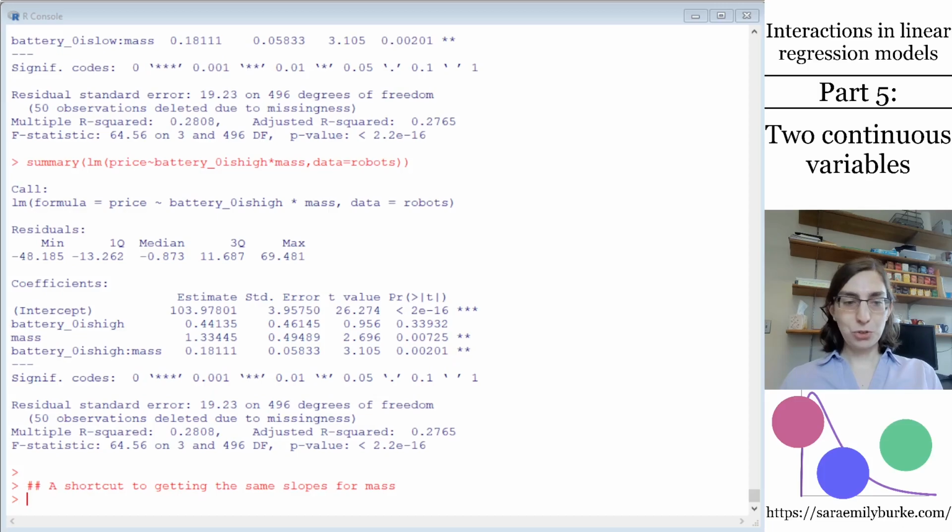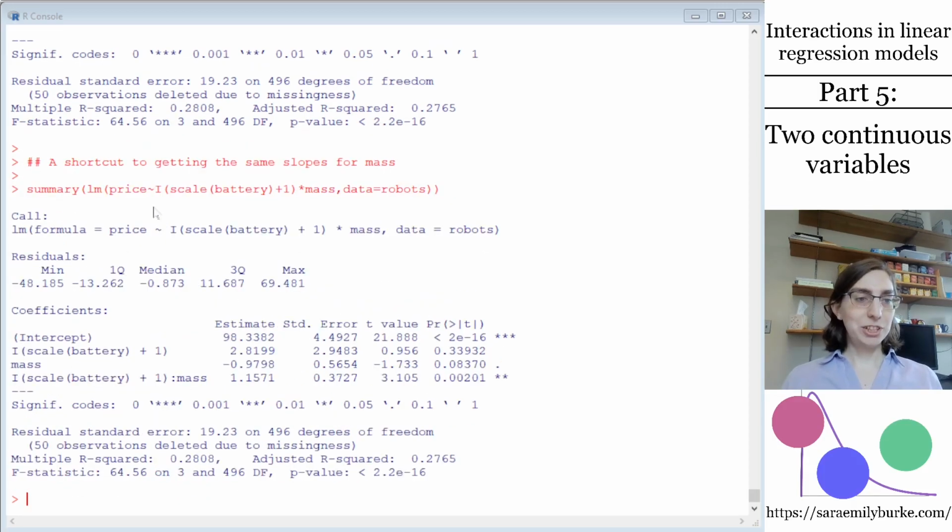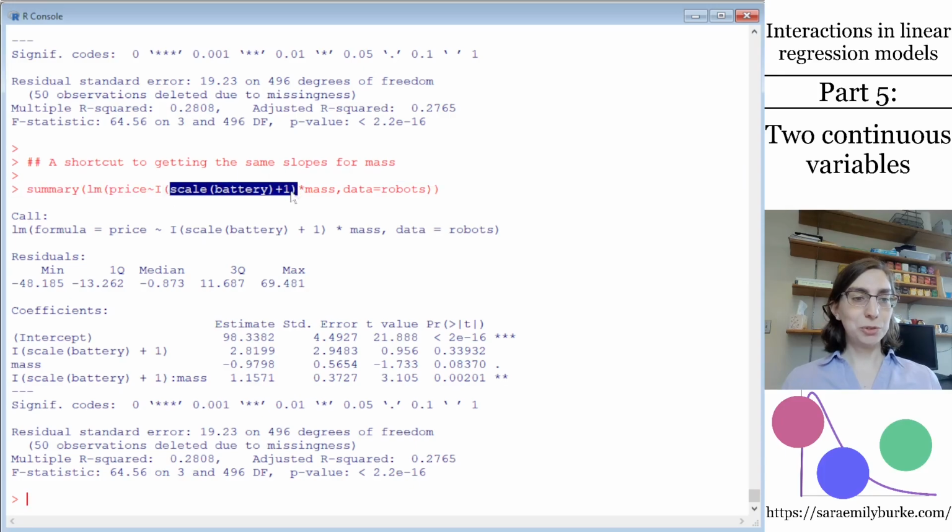I also want to show you a shortcut to getting those same slopes for mass without having to pre-calculate versions of battery life where 0 is representing high and low values in the distribution. What I've done here is used the I function again to specify that I want to do some arithmetic before including this variable in the formula specification. So everything inside of this I function call is going to be interpreted as literal arithmetic and not as special formula symbols like the plus sign usually is.